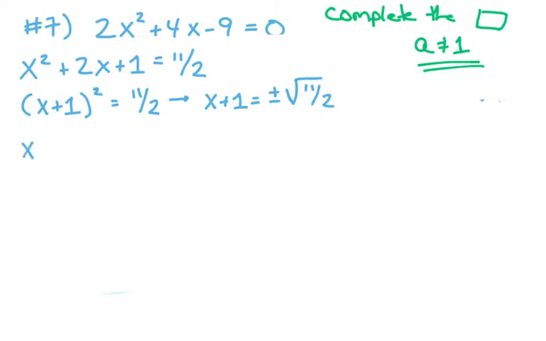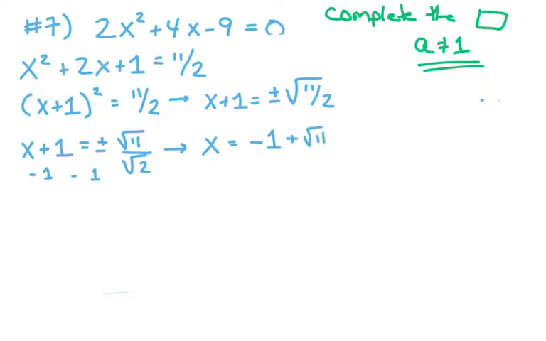Now, we're going to write that a little differently. X plus 1 equals plus or minus the square root of 11 divided by the square root of 2. Now we're solving for x. So what does that mean? Well, subtract 1 from both sides. X equals -1 plus the square root of 11 over the square root of 2, or x equals -1 minus the square root of 11 over the square root of 2.